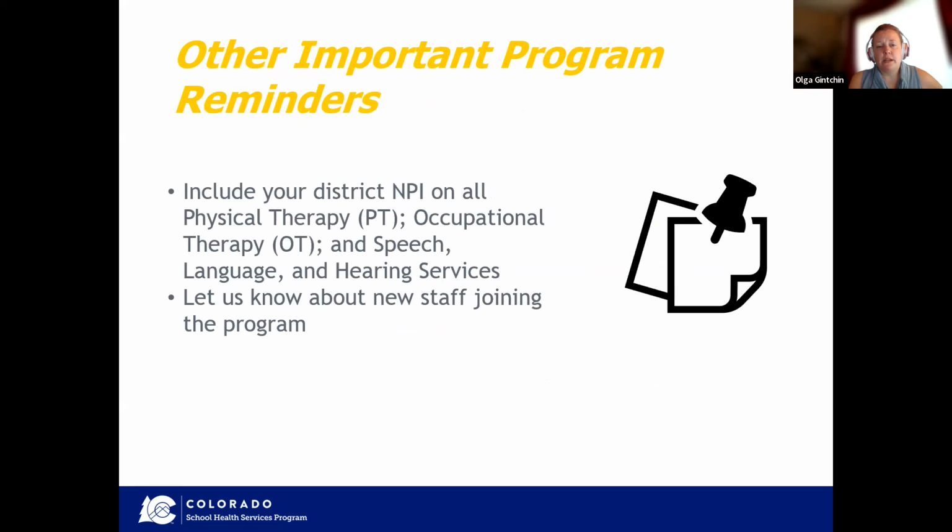A couple of other important program reminders, we've talked about this a few times now, but make sure that your district NPI is included on all those PT, OT, and speech, language, and hearing services. Starting July 1st, those services still won't be denied if they don't have that NPI, but it will give you a little warning. So again, that's another really good reason to go into interchange and make sure that those services are going through, because there are a lot of reasons why those services might not show up in interchange, and want to make sure that you all are taking care of those if there are any issues. And again, please let us know about any new staff joining the program. Anyone who is a new program coordinator, we certainly want to get them signed up for those new coordinator mentorship programs, and any other support staff, we want to make sure that they get the support that they need.